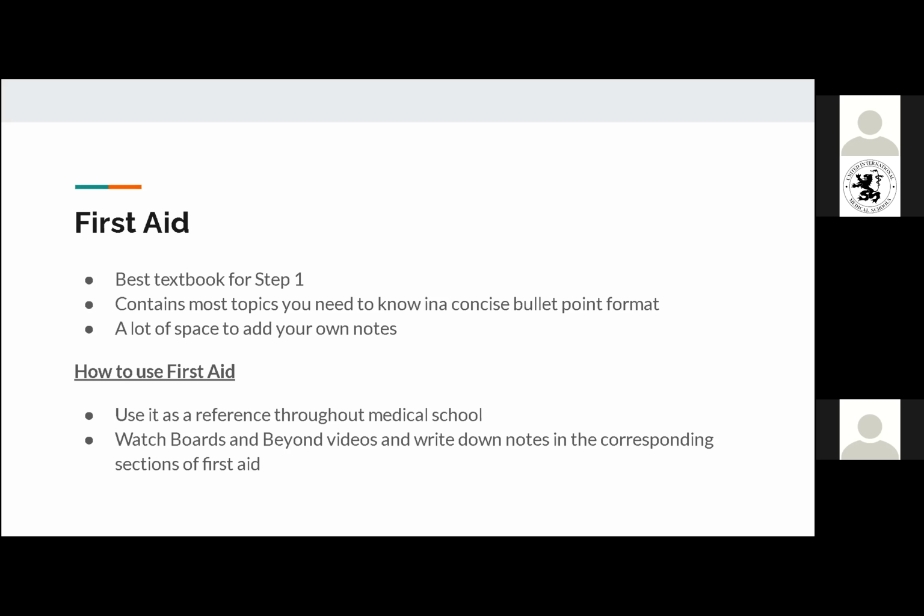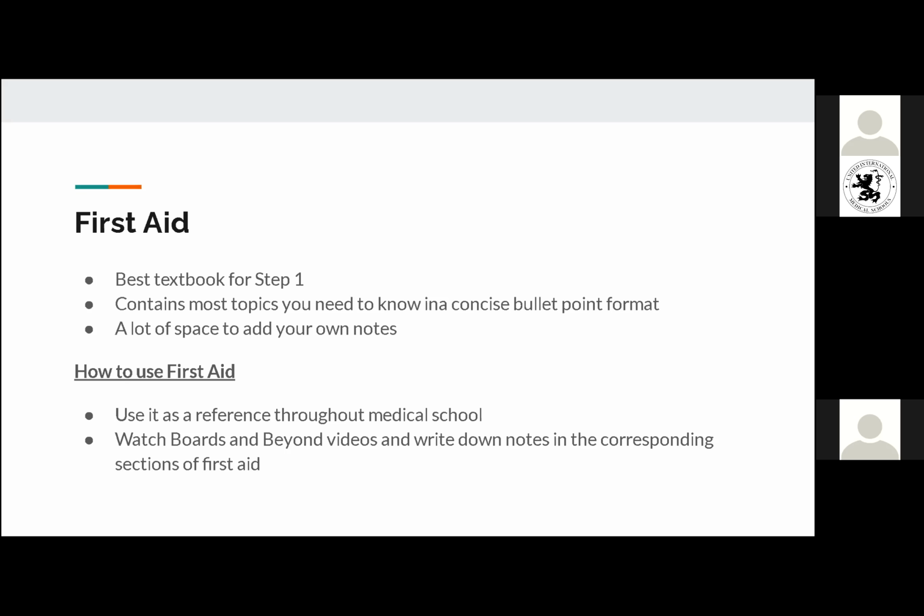How I used First Aid is I bought it in 3rd year, and I used it as a reference throughout medical school. Throughout my 3rd year exams, I used it as a reference. So whenever I had, for example, my pathology exam, I would reference the area that's in First Aid. For example, if I was studying inflammation, I would look at the inflammation part in First Aid.